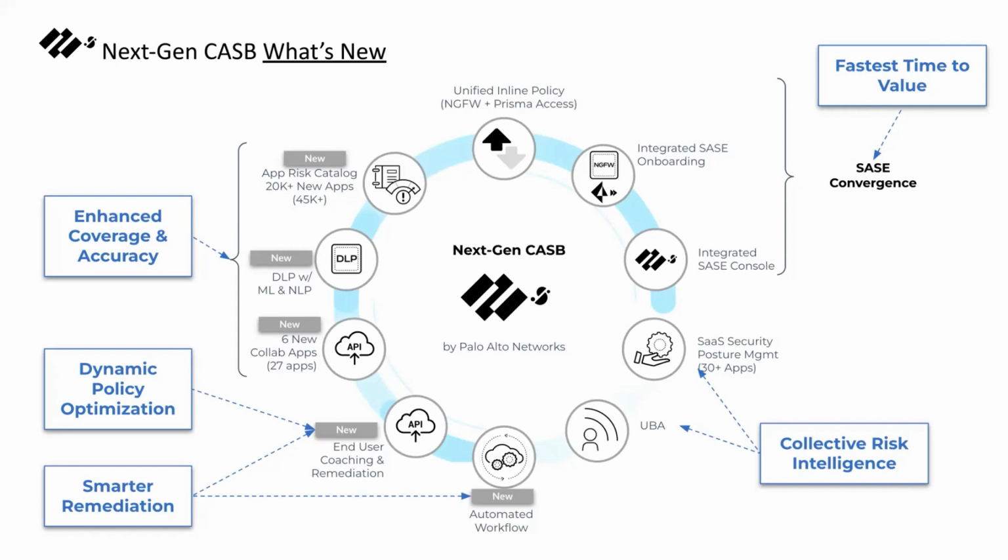The next one is the coverage on the sanctioned SaaS side, which is our SaaS Security API product. We now have 6 new collaboration apps, including an on-prem application, which is Jira on-prem. That brings our total to 27 apps today, which is the largest coverage in the market. And the next one is our DLP with more addition of machine learning and NLP policies, natural language processing based policies. We're going to cover some of that as well as we talk about contextual understanding of conversations.